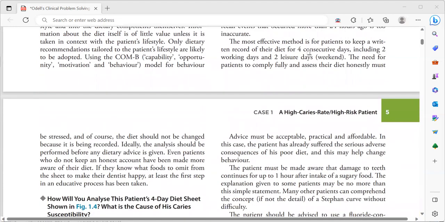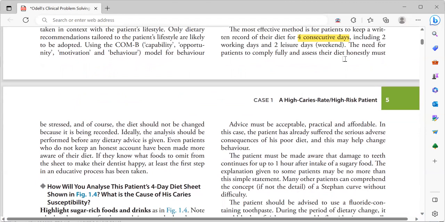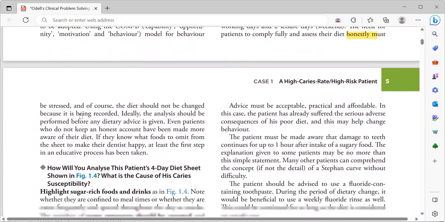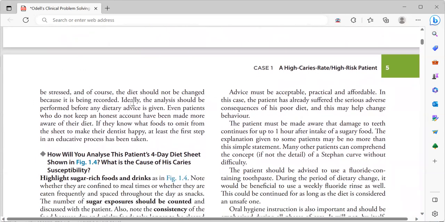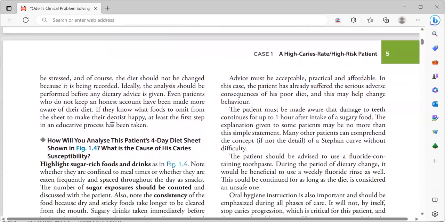The most effective method is 4 consecutive days, in which 2 working days and 2 weekend days. You need to ask them to write everything which they are eating or drinking in those 4 days. This is generally a UK based book, so they have written 4 days. According to Australia, it is 2 weekdays and 1 weekend. They should write this diet honestly, this must be stressed, and the diet should not be changed because it is being recorded, because sometimes they would try to make their dentist happy, so they skip the unhealthy part. But you should enforce that they write everything honestly, so that you would be able to help them in a better way.